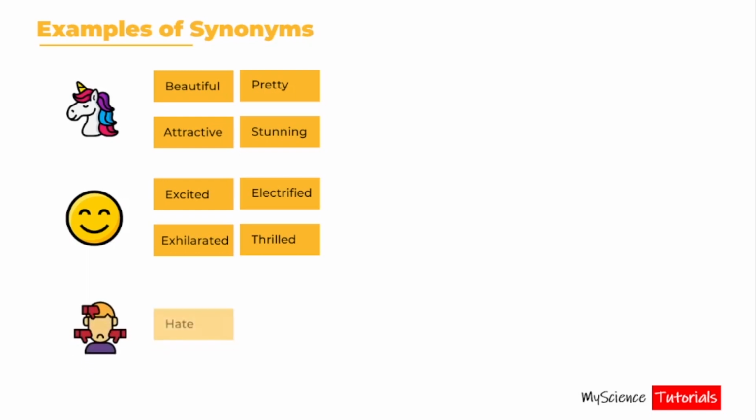Okay. Now, if you hate something, if you don't like something, you can also use the word abhor. I abhor your behavior towards work. It means you don't like the person's behavior towards work. Or detest. I detest the way you think. It means you don't like the way the person thinks.